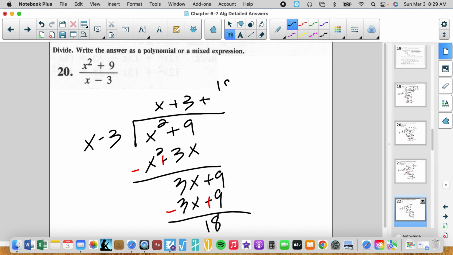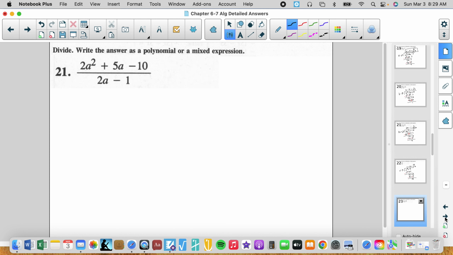So plus 18, yeah, it's not an 18. 18 over x minus 3. Yeah, that's a good one. When it skips a term, notice we didn't have an x to the first term in the numerator. So we just have to be careful and not combine those, because those are unlike terms.